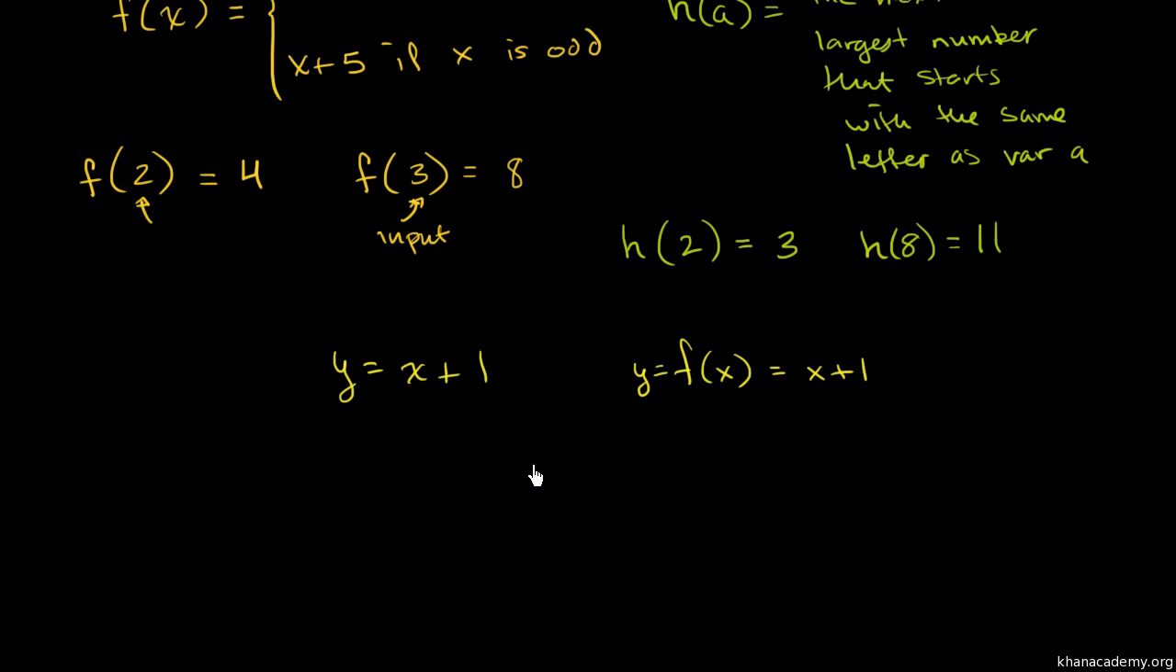So for example, when x is 0, we could say f of 0 is equal to, well, you take 0, you add 1, it's equal to 1. f of 2 is equal to 2. You've already done this before.